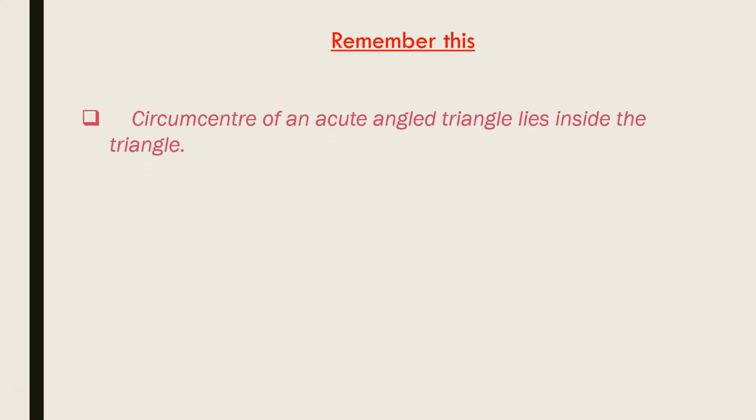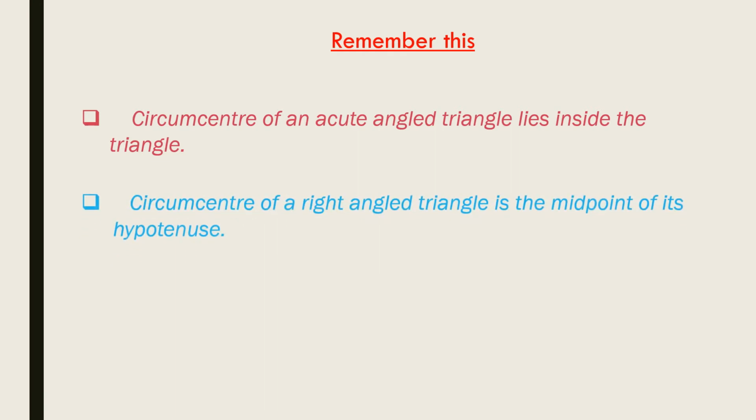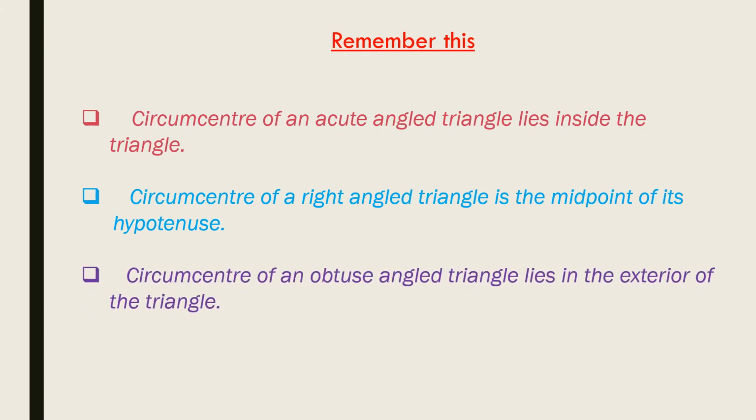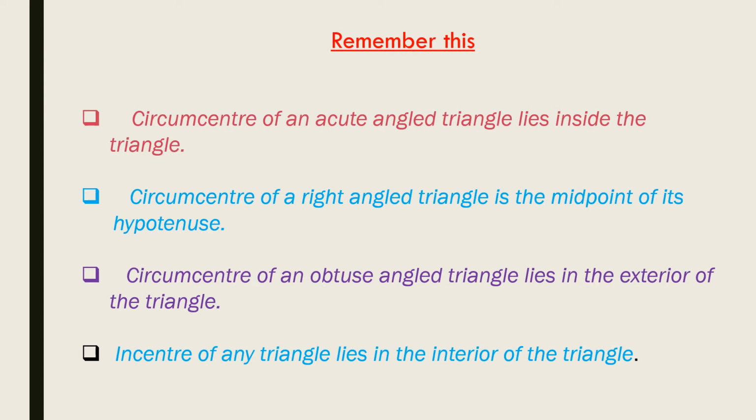Remember these points. Circumcenter of an acute angle triangle lies inside the triangle. Second one, circumcenter of a right angle triangle is the midpoint of its hypotenuse, and circumcenter of an obtuse angle triangle lies in the exterior of the triangle, and incenter of any triangle lies in the interior of the triangle.